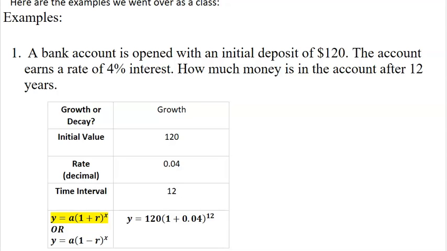So yesterday in class, we went over this example. A bank account is opened with an initial deposit of $120. The account earns a rate of 4% interest. How much money is in the account after 12 years?